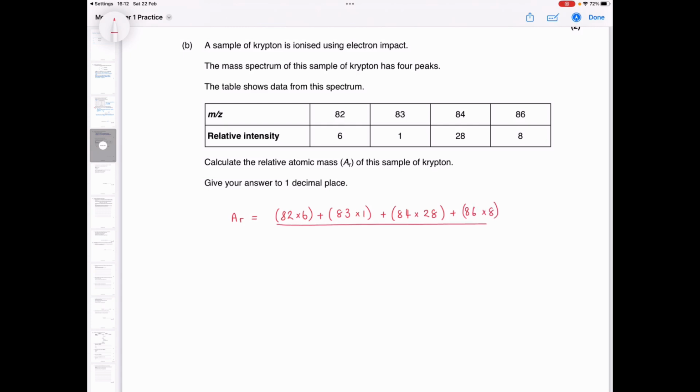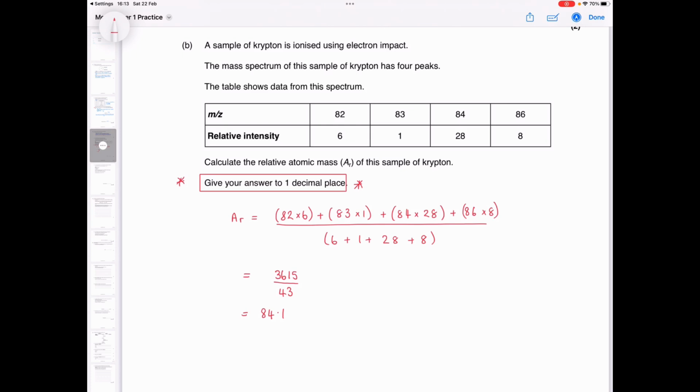And then on the bottom we've got the sum of all the intensities. And again, just take real care when you're calculating those. So I would work out the top line first, which comes to 3615, and then the sum of the things on the bottom, 43. We've also been told to give our answer to 1 decimal place. Always do that bit of a scan back up higher in the question. And that's our answer.